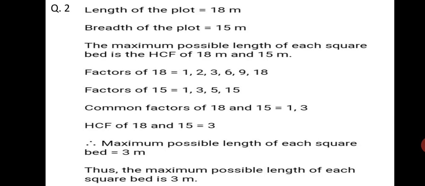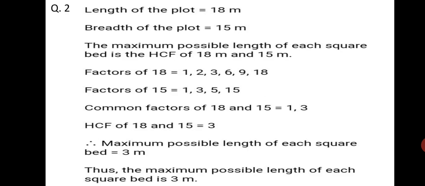Write down the factors of 18. 1, 2, 3, 6, 9, 18. Write down the factors of 15. 1, 3, 5, 15. Now write the common factors of 18 and 15, which is equal to 1 and 3. HCF of 18 and 15 is equal to 3. We got the highest common factor, which is our answer.